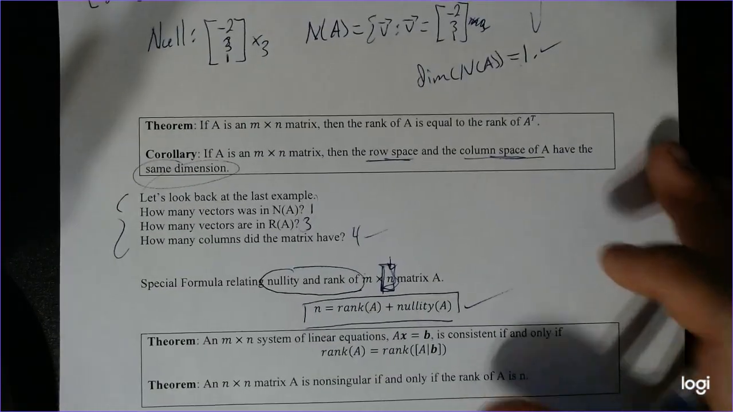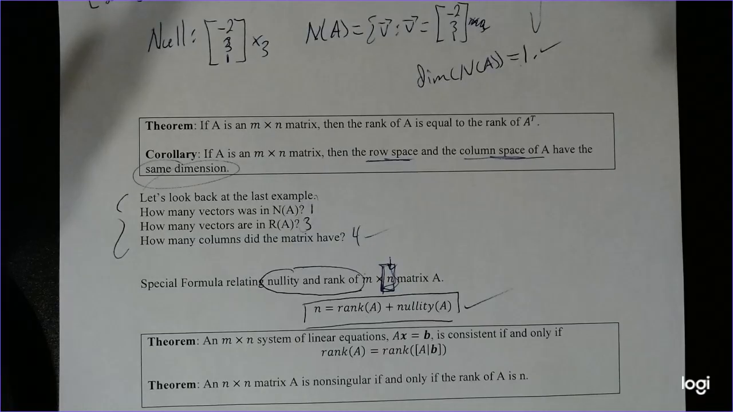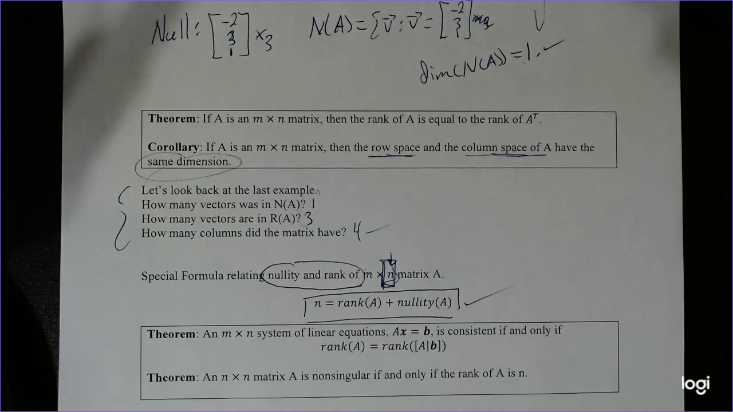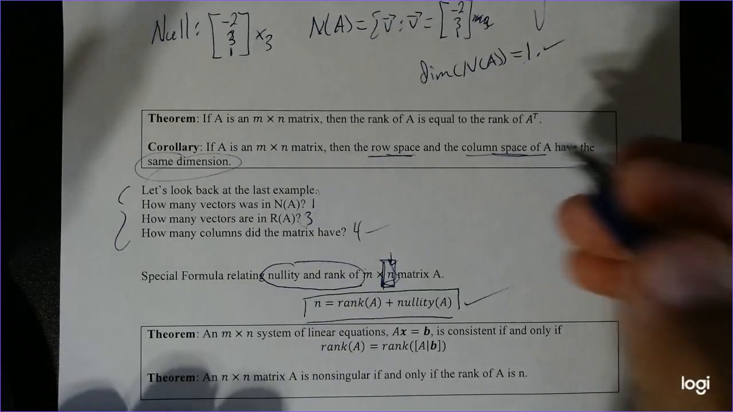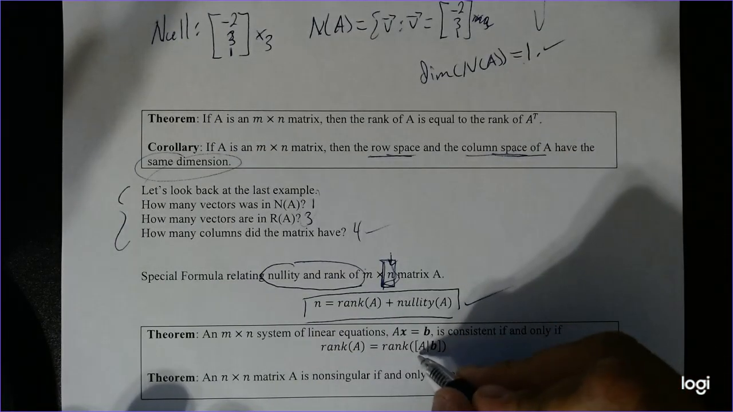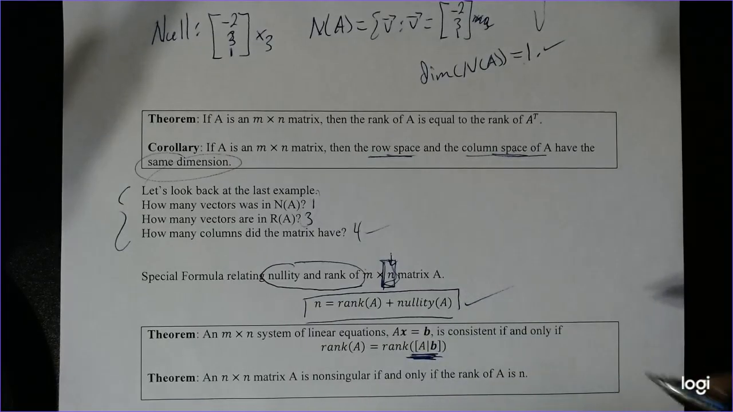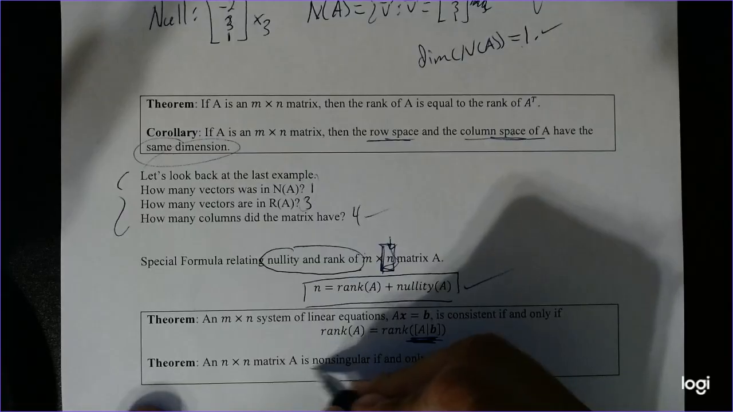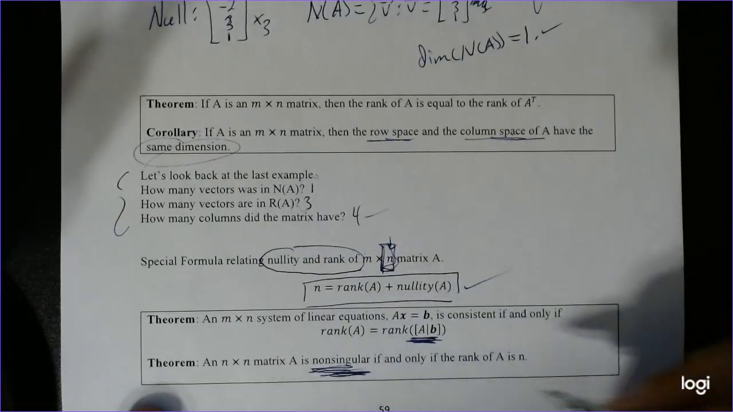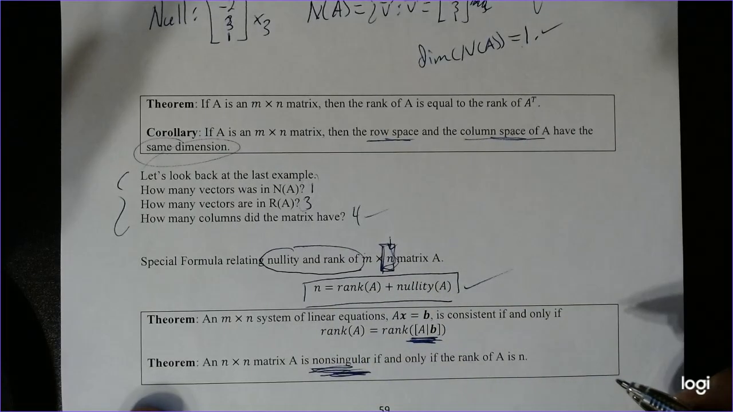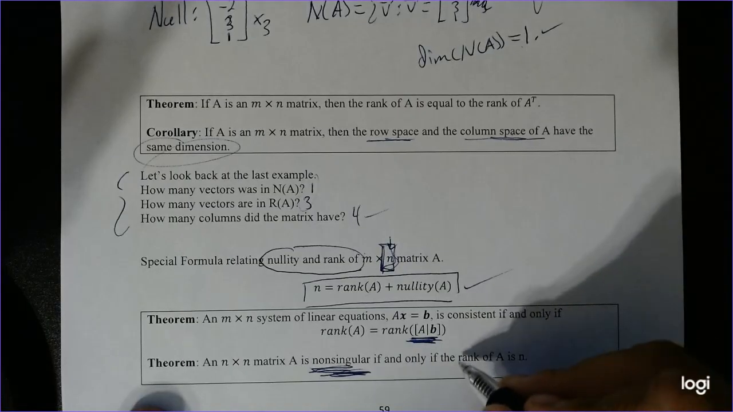Okay, so one more thing before we do some more examples. Two major results going forward are these. A system of linear equations Ax = b is consistent if and only if the rank of A is equal to the rank of the augmented matrix A|b, which is a weird one. And the next one: an n by n matrix is non-singular, and we'll talk about that a little more later on, if and only if the rank of A is n.